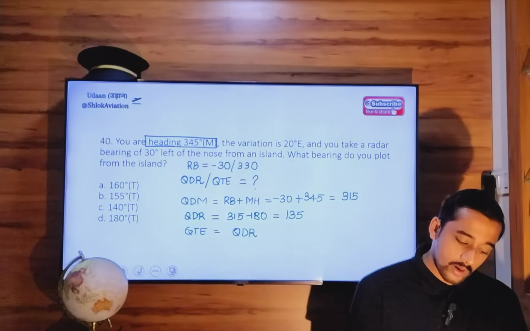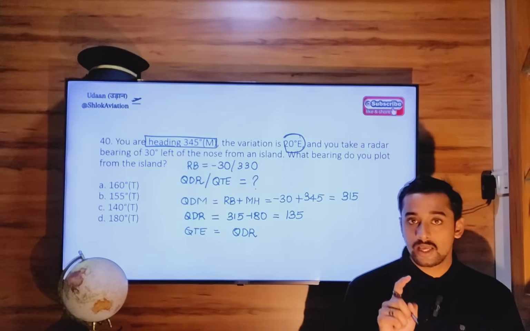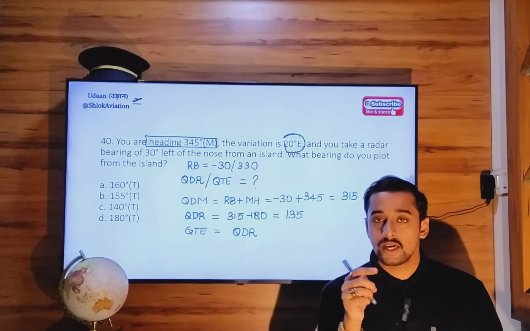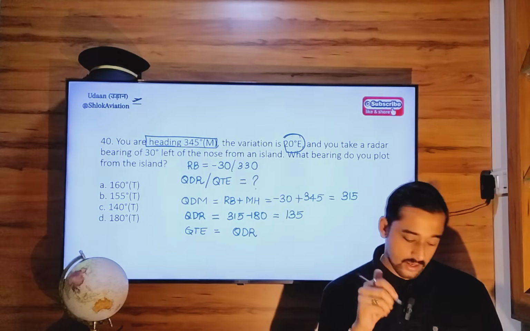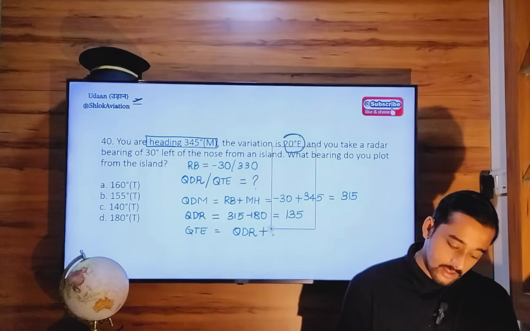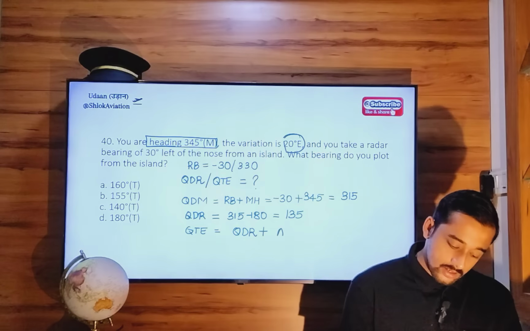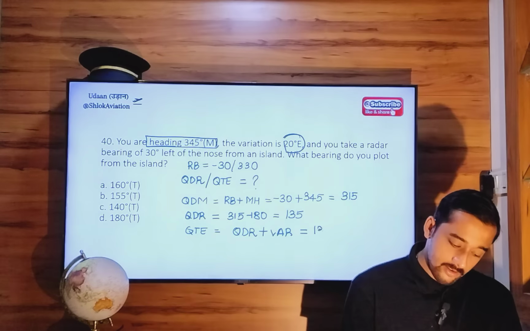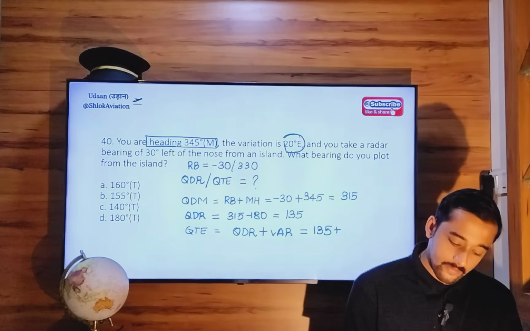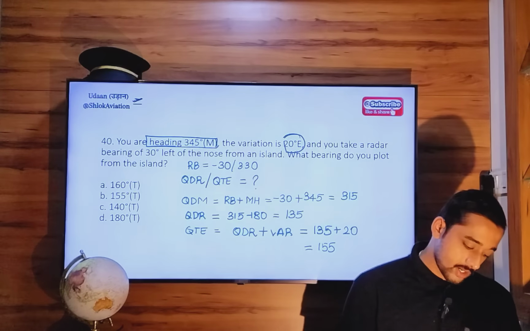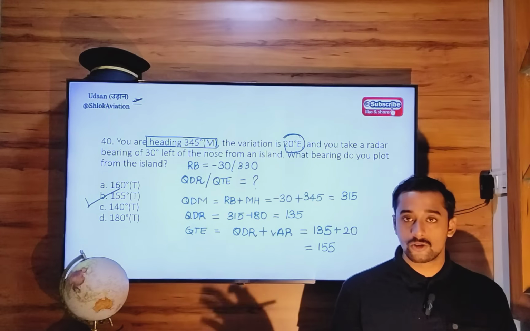Now variation is 20 degree east. Variation east means magnetic will be least. If magnetic is least, true will be more than magnetic. So QTE will be QDR plus variation. So 135 plus 20, 155. So the correct answer will be 155, true.